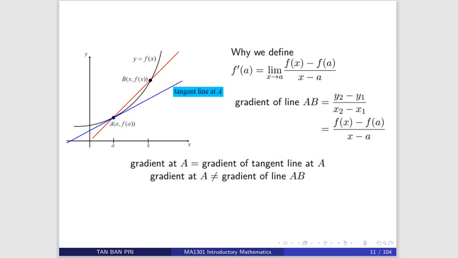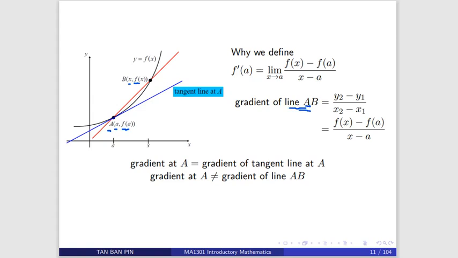To answer this, first we choose a point B. A is a point with x value a, so the y value will be f(a). So you choose a point B on the curve, where the x value is x and the y value is f(x), and you try to find the gradient of the line AB.